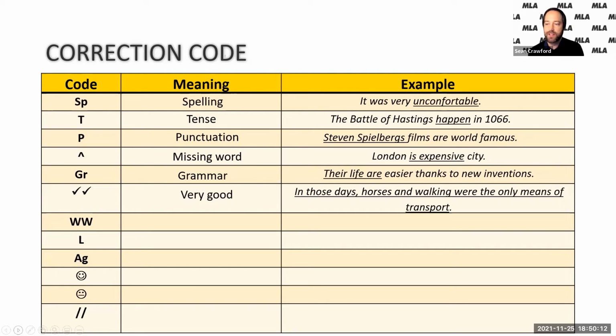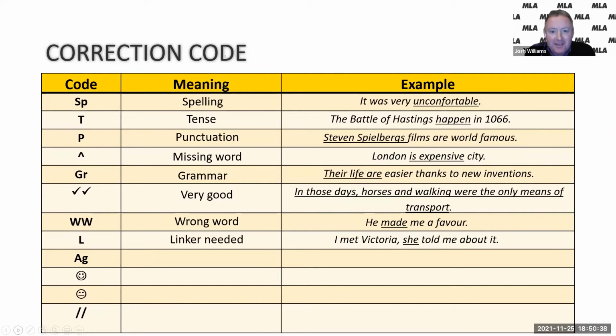What about WW? Wrong word. Lovely. He made me a favor. A typical one. L. I like that. Language. If they start writing in another language, Chinese words, could be an error. Does that help? Linker. Linker word. A word that connects them.